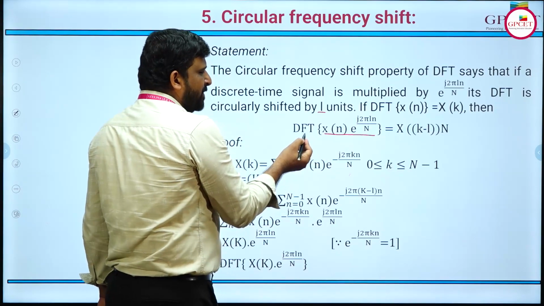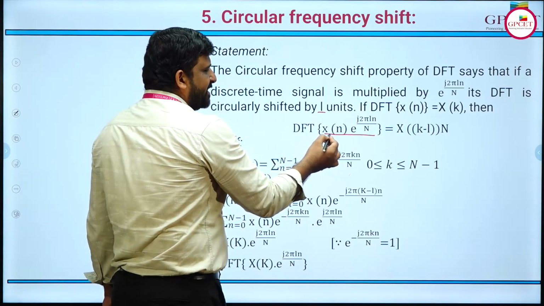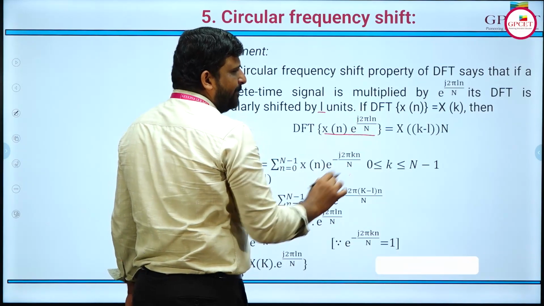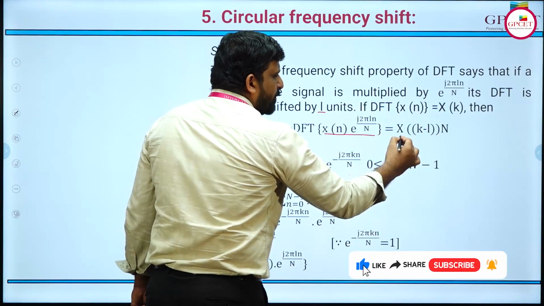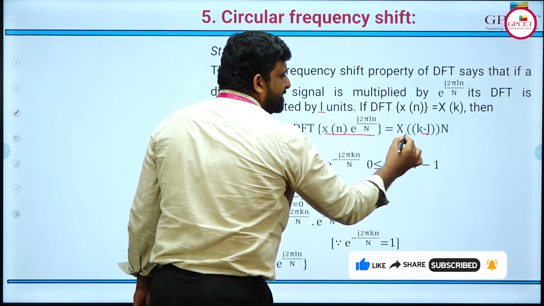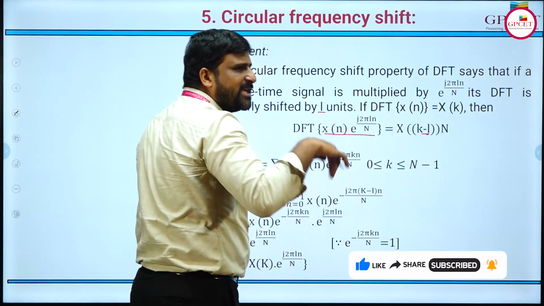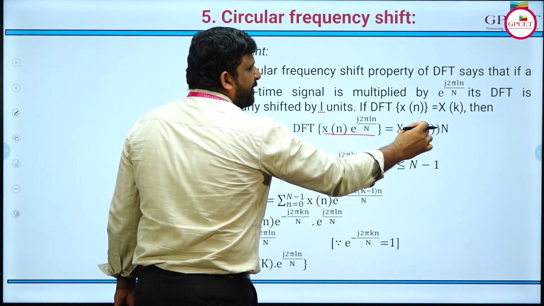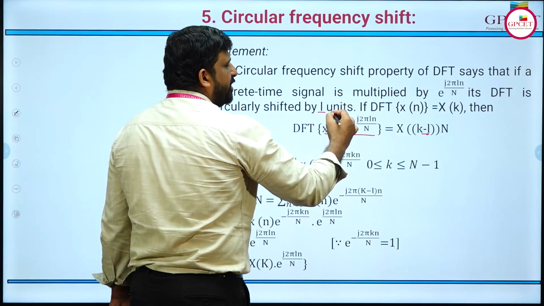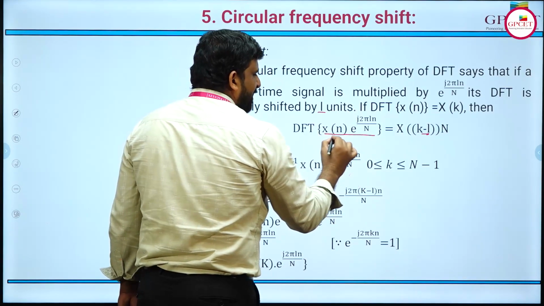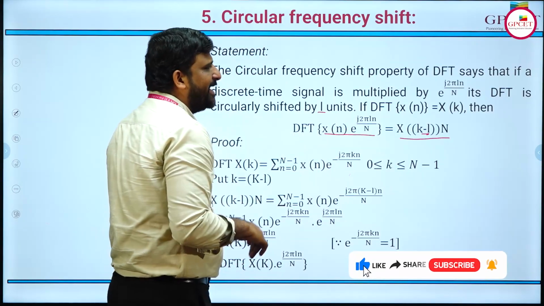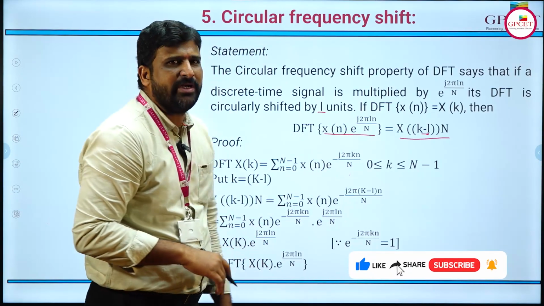That means, if the discrete time signal x of n is multiplied with e power j 2 pi l n by capital N, what should be produced? It should produce the circular shift. How many units? L units. That is, this double bracket indicates circular shift, X of k minus l. How many units is it shifting? L units it is shifting. So for this multiplication of discrete time signals, what should I produce? It should produce capital X of circularly (k minus l) into n.